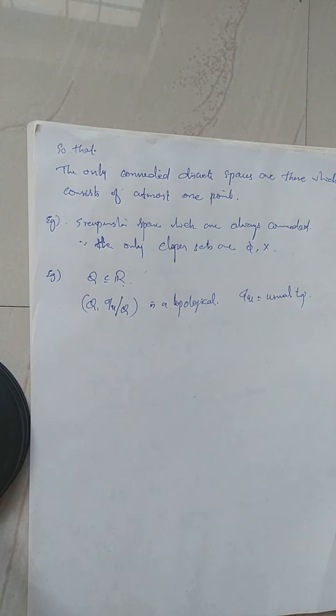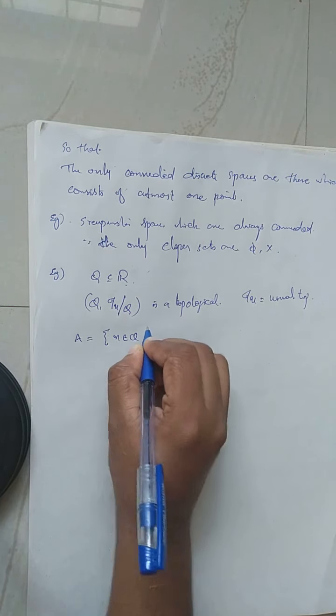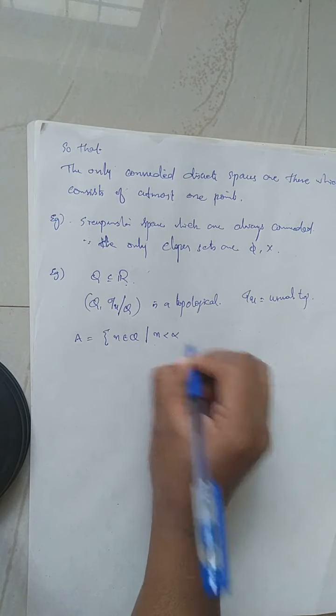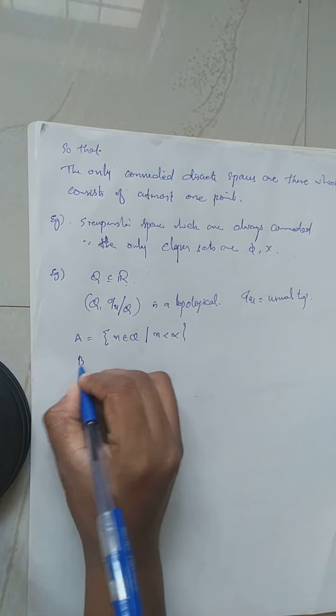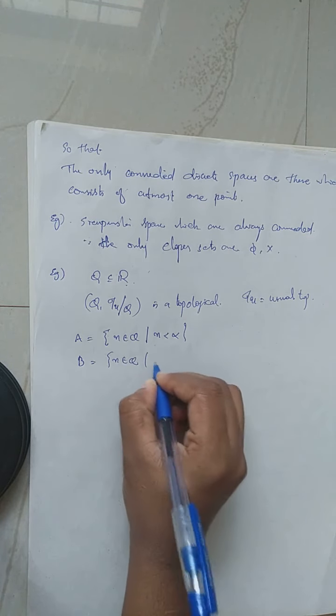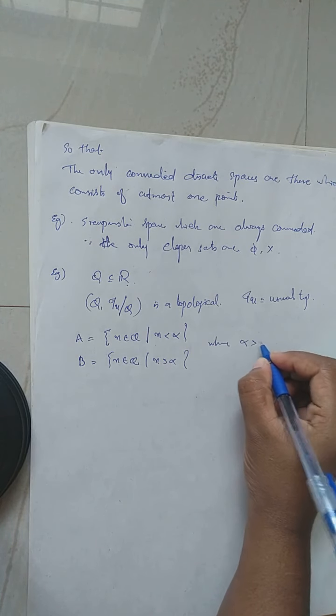What about this topological space? Is it connected or disconnected? If it is connected, it cannot be written as a disjoint union of two open sets or two closed sets, or any other properties of connectedness must be satisfied, right? So I consider here, take A equal to the set of all x in Q such that x is less than alpha, and B equal to the set of all x in Q such that x is greater than alpha, where alpha is any real number.